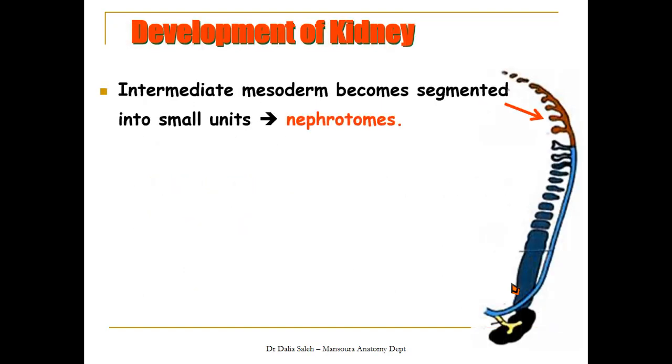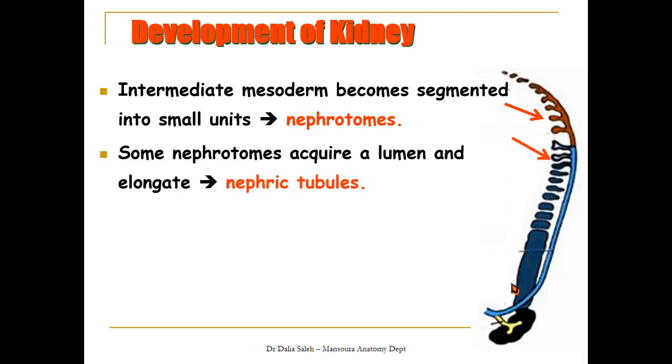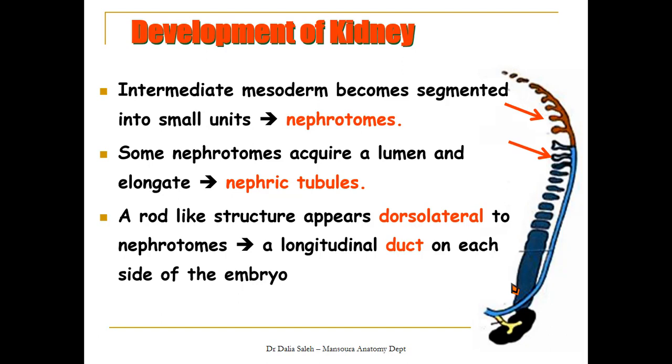So what happens is that the intermediate mesoderm becomes segmented into small units. Each unit we call a nephrotome. Some nephrotomes acquire a lumen and elongate to form the nephric tubules. Then a rod-like structure appears dorsolateral to the nephrotomes. They form a longitudinal duct on each side of the embryo. They arise in the cervical region at the pronephros, and they carry on to the thoracolumbar region connected to the mesonephric kidney.